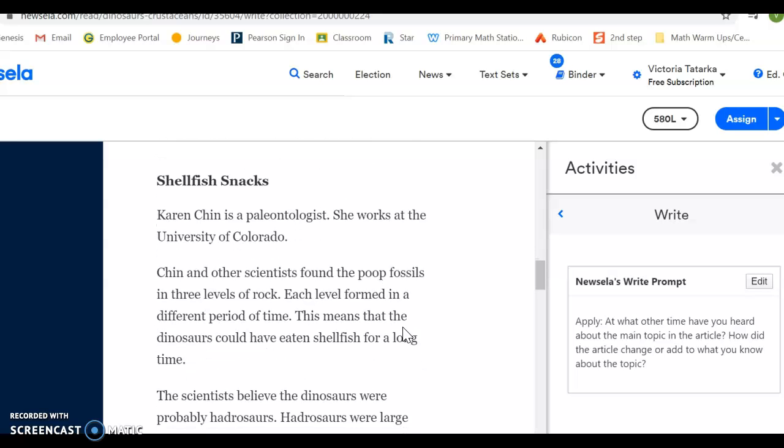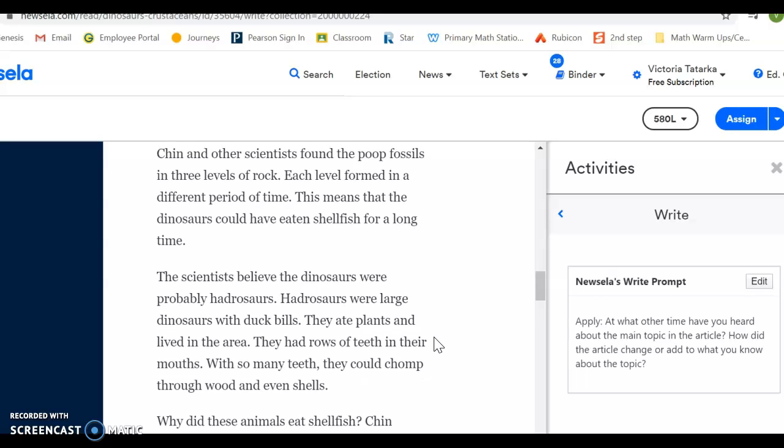Shellfish snacks. Karen Chin is a paleontologist. She works at the University of Colorado. Chin and other scientists found the poop fossils in 3 levels of rock. Each level is formed in a different period of time. This means that the dinosaurs could have eaten shellfish for a long time.